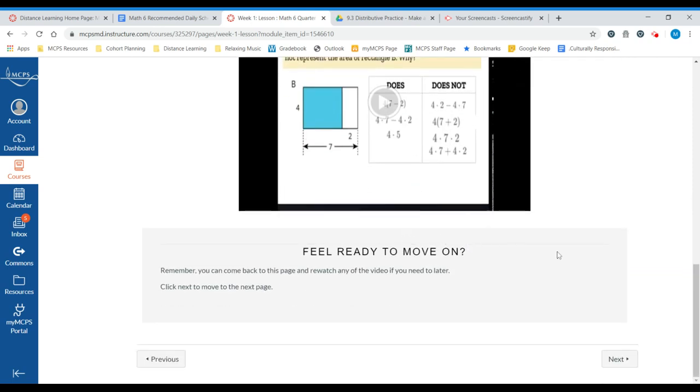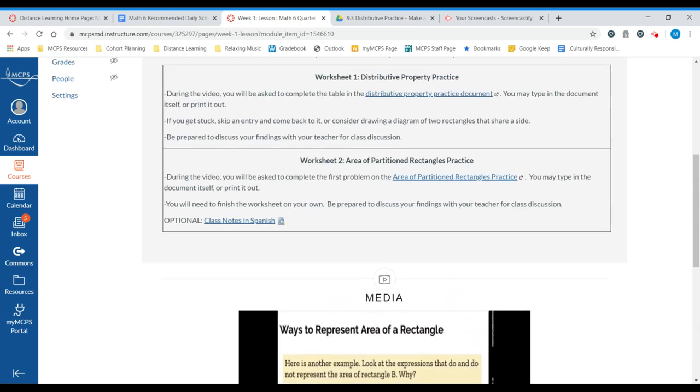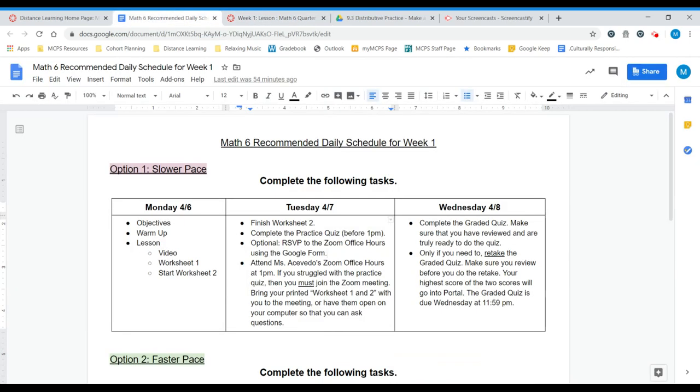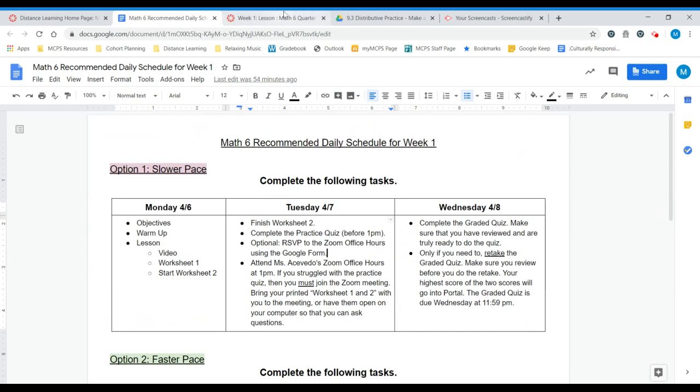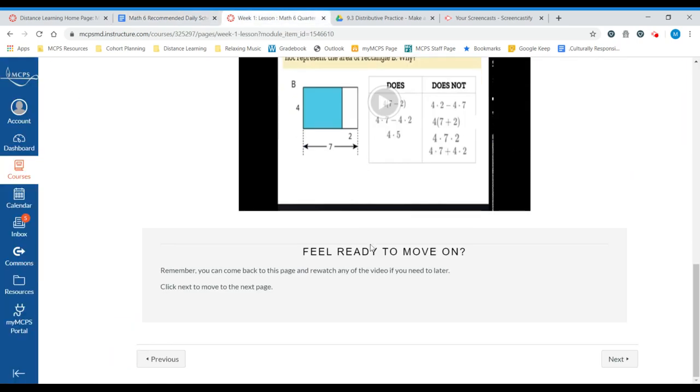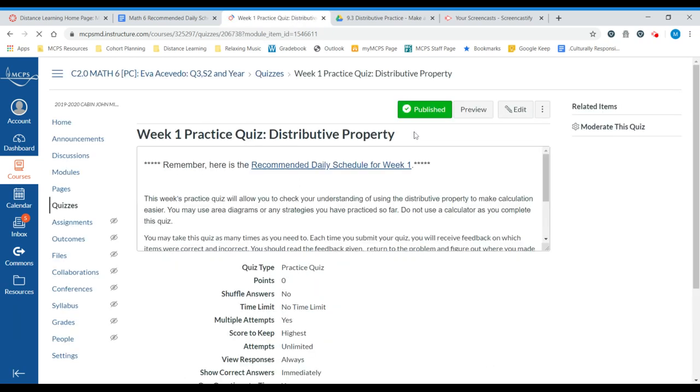Once you finish worksheet number 2, this is where you should stop today. This is what I was talking about when I showed you the recommended daily schedule. When you log in to the module on Tuesday, you will click on the practice quiz, which is the next section of the module. The practice quiz grade does not go into Portal. This practice quiz is a review for the graded quiz, which does go into Portal.